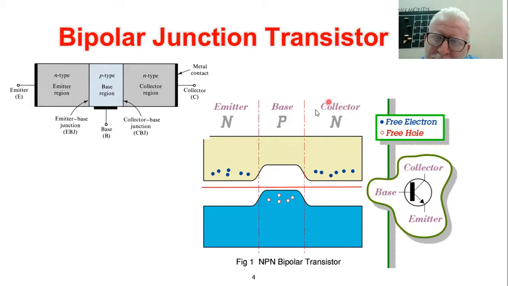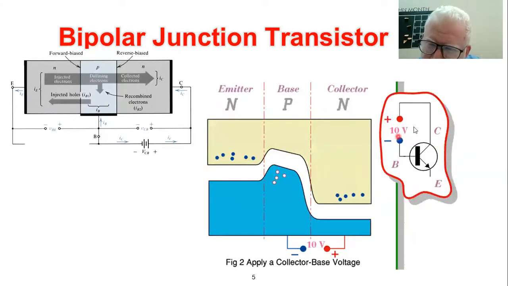I will make this N collector connected to the positive terminal of a battery, and the base is connected to the negative terminal of the battery. So this base-collector junction turned out to be a reverse bias. This is the case, as you can see. Now, as you can see here, the positive terminal, which is this red circle, is connected to the collector, and the negative terminal, which is this blue one, is connected to the base. So this junction is a reverse.